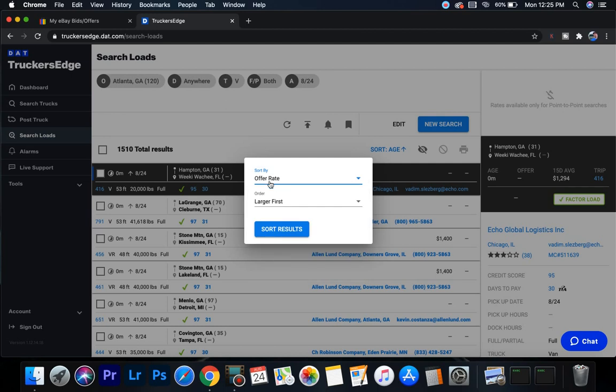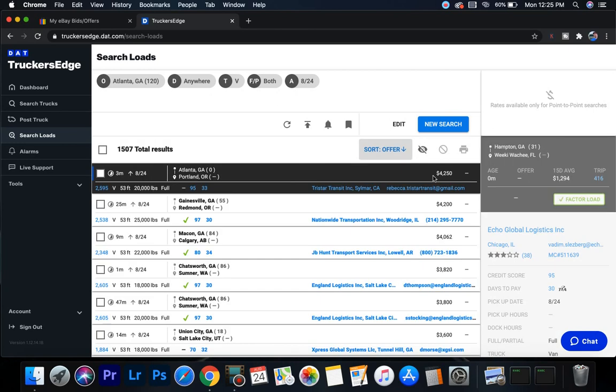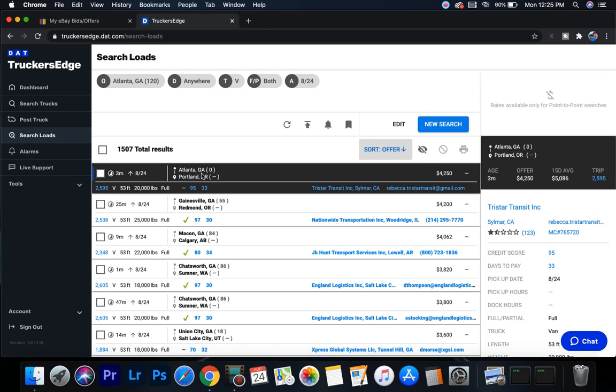You can click this right here, the offer rate, and it's going to sort out the brokers that have offers on their loads. For example, this Portland load, TriStar Transit, they've got a $42.50 on the offering block, and they do that so more people call. Loads with offers tend to get more calls than loads that don't. You see that and think, oh, that's good money.